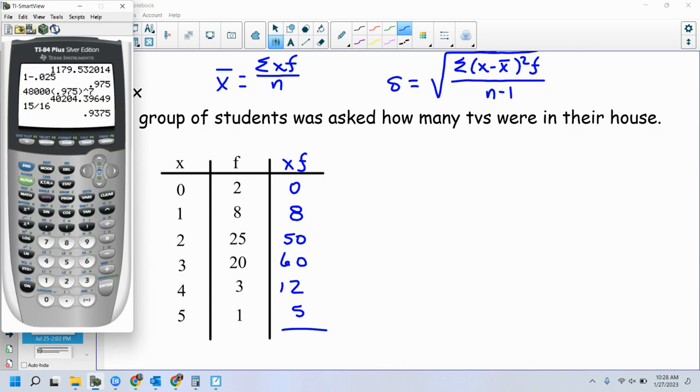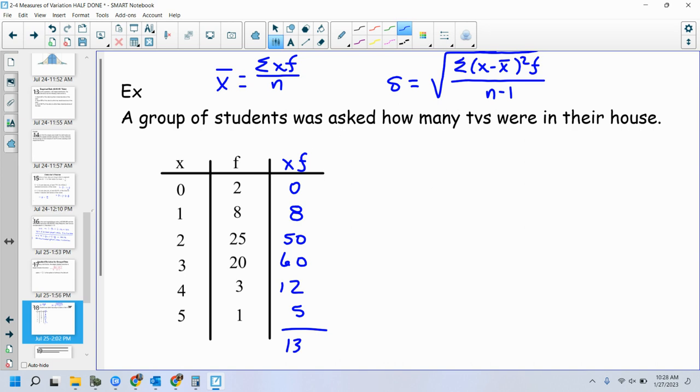So now let's add that together. 8, 50, 60, so it was 110. And then 12 and 5 make 17. So 135. So that's the sum of xf, right?